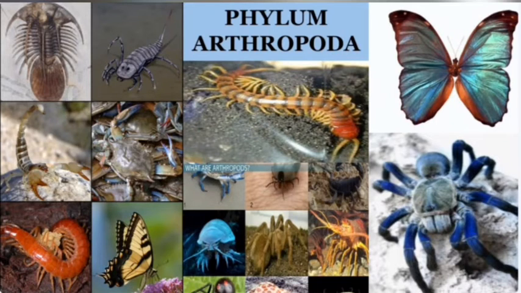Hello everyone. In this slide we are going to learn about phylum Arthropoda. What is phylum Arthropoda? It is the largest phylum with about 9 lakh species. They may be aquatic, terrestrial or even parasitic. In Arthropoda, poda means legs and arthro means jointed legs. So phylum Arthropoda have jointed appendages and a chitinous exoskeleton.